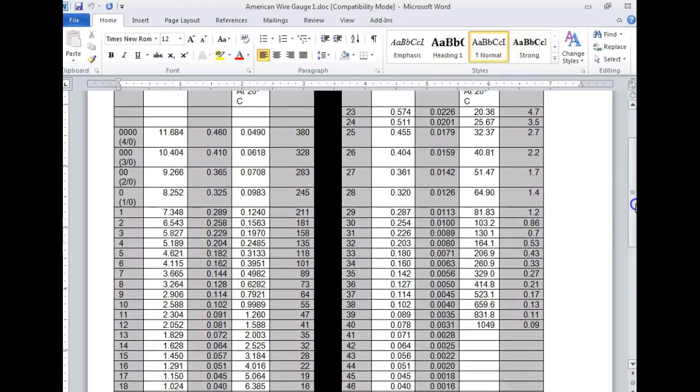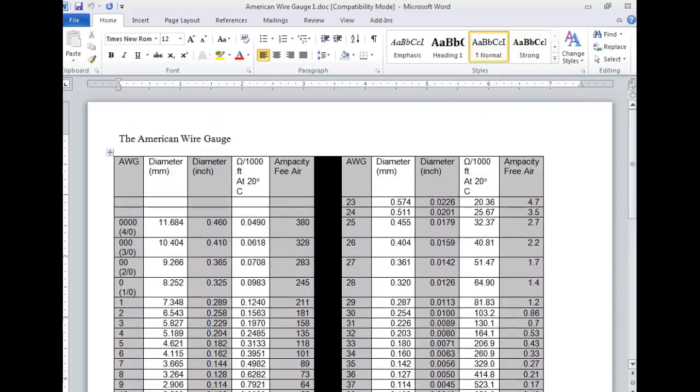So house wiring, we use a standard 14 gauge wire. This is amperes, but notice what this says. This is 20 degrees centigrade. 20 degrees centigrade, which is, what would it be? 0.8. It'd be about 60, a little less than 70 degrees.